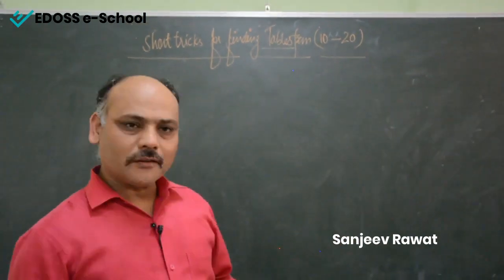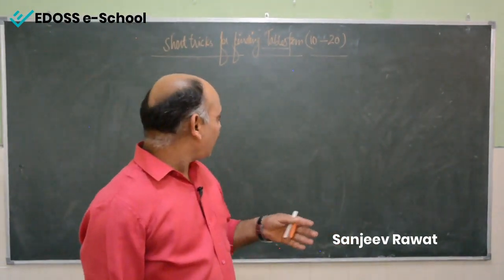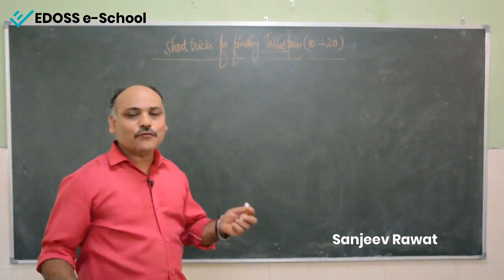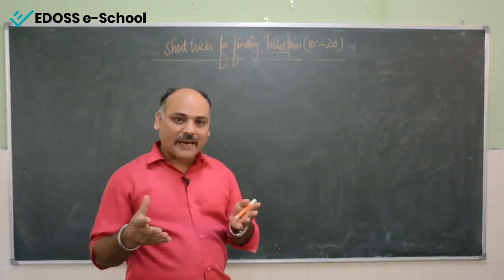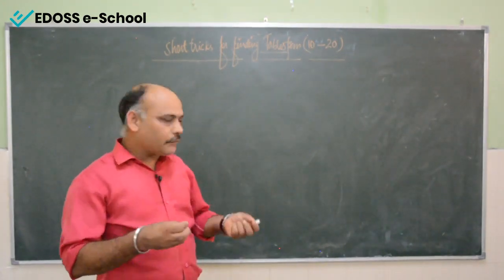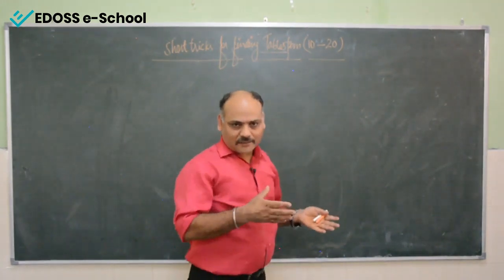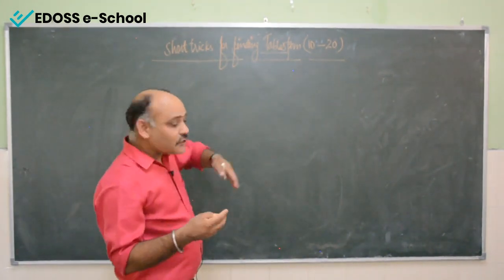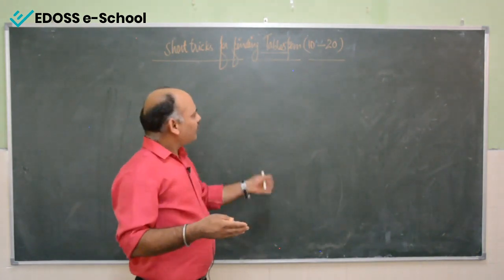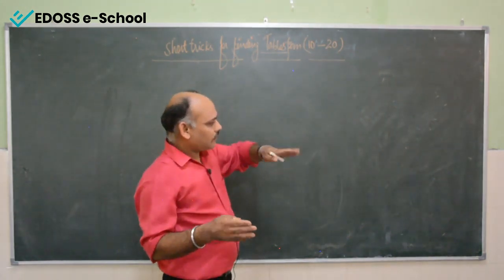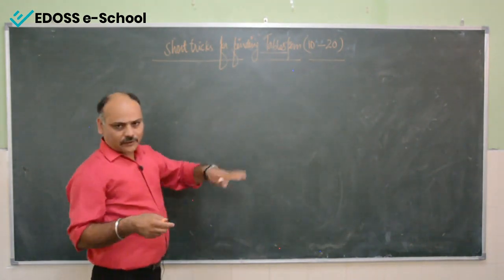Today I am here for the small kids, the junior level kids, to tell them about short tricks to find the tables. This is based on a pattern, and this pattern will be followed only for 10 to 20. Okay, now I am starting: what are the short tricks to find the tables? If I have to form the table of 10, then what do I have to do?